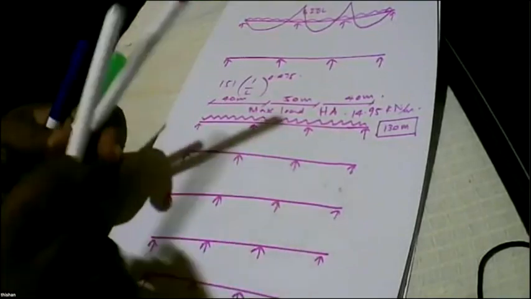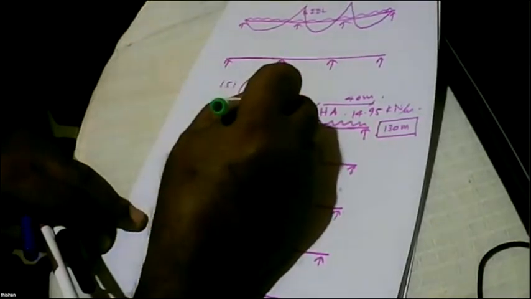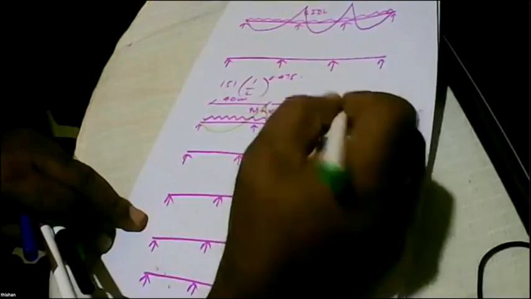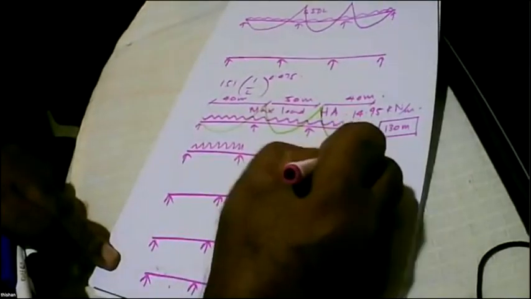Now, what can you say about the bending moment diagram? It will go on like this. It will go on like that. Now, what is the other possibility? Another possibility is we have the maximum here, no load here.